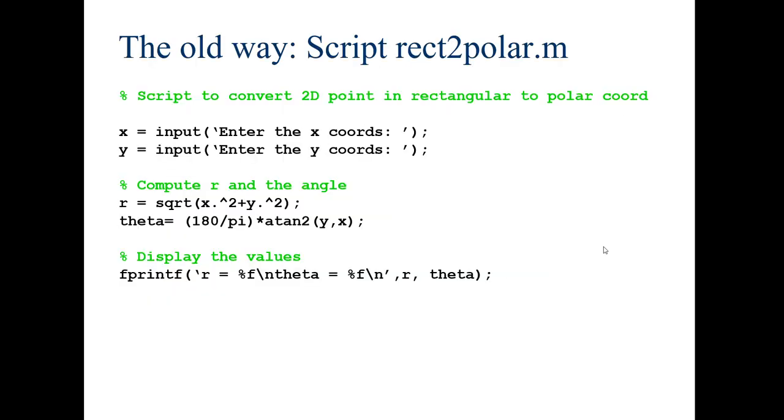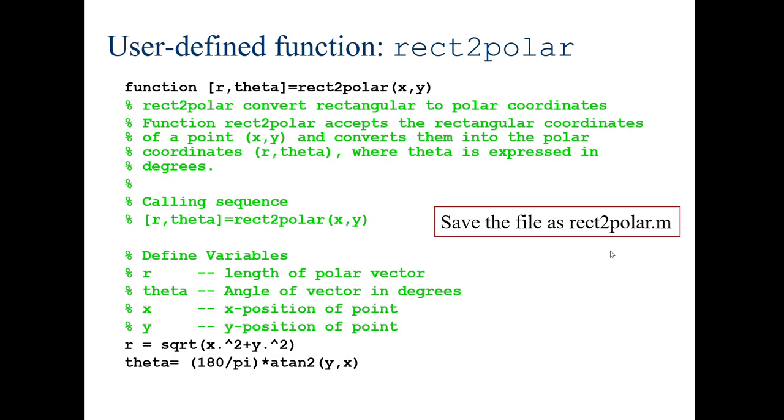Now, so far, we've done it this way. We've asked the user for x and y. We've used the input function. We've calculated the different equations for r and theta. And then, depending on what we are more comfortable with, we can use fprintf. We could use disp. This gives the answers back to the user. But when we do a user-defined function, the strategy is a little bit different.